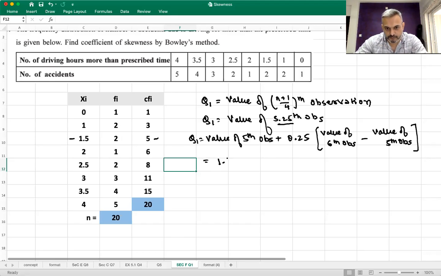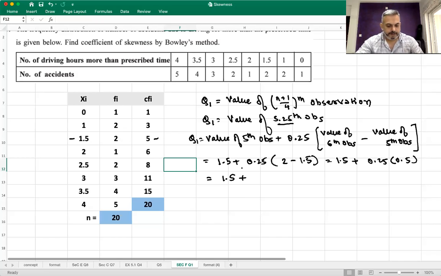So fifth observation is 1.5 plus 0.25. Value of sixth observation is 2 minus fifth observation is 1.5, which is 1.5 plus 0.25 in the bracket 0.5, which is equal to 1.5 plus, let's calculate, 0.125, which is equal to 1.625. Therefore, Q1 is equal to 1.625.